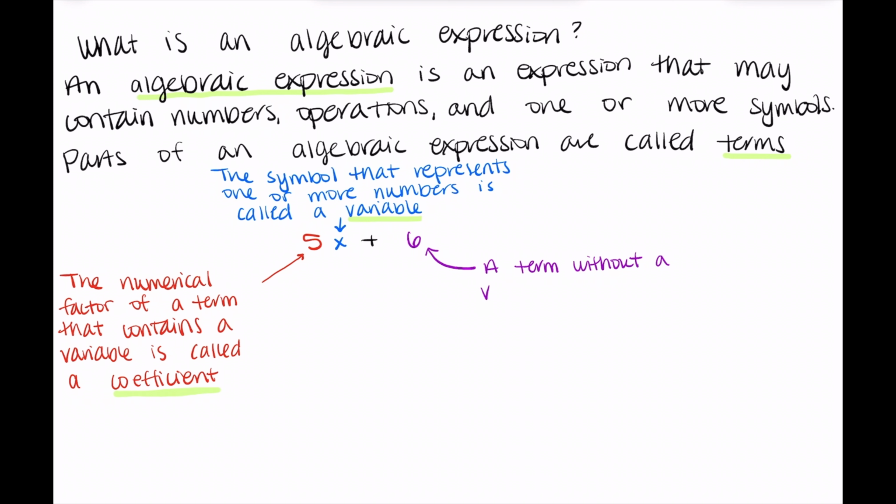So now that we've defined what a coefficient is and what a variable is, now we'll get into our last term for today. Looking at the 6, a term without a variable is called a constant, right? 6 is just a number and doesn't have anything attached to it. So 6 is our constant.